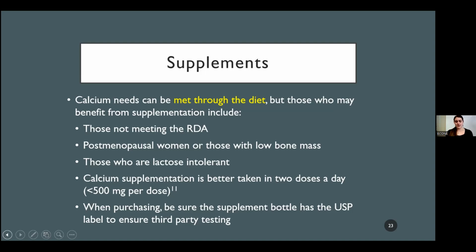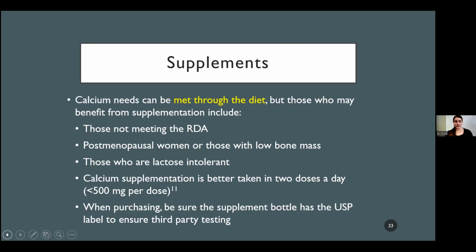And then those who are lactose intolerant. We gave a lot of great examples of plant-based foods that have calcium in them. But oftentimes things like beans, broccoli, and almonds are not as high in calcium compared to dairy sources, or are not as easily absorbed in the intestines as some of those dairy products. So those who are lactose intolerant might also benefit from utilizing supplements.